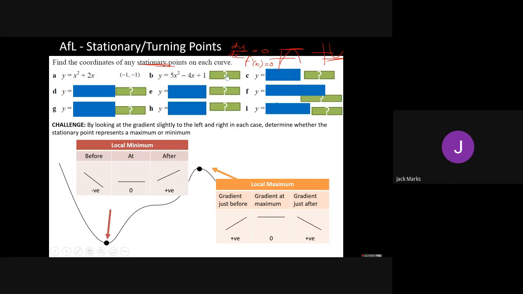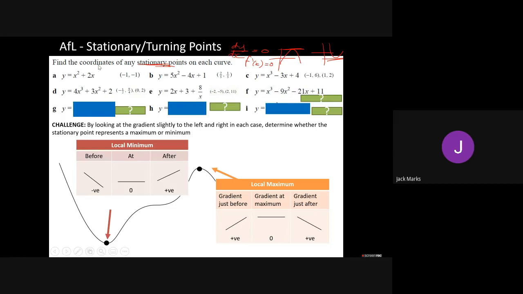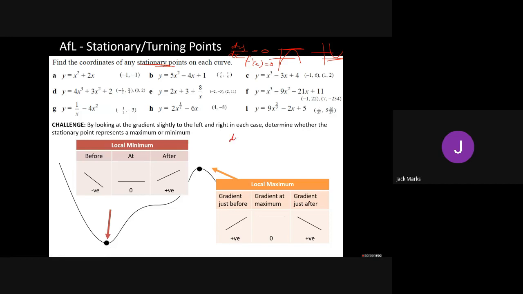Okay, so these are just answers for this one. And it does say find coordinates. So you may have found an x value or more than one x value, but you would need to find the y values as well. Let's do one here together, x squared plus 2x. When you differentiate it, you will get 2x plus 2. And then you're going to set it equal to 0. So x equals -1. And then you substitute it in, and you get the other value, y equals -1.